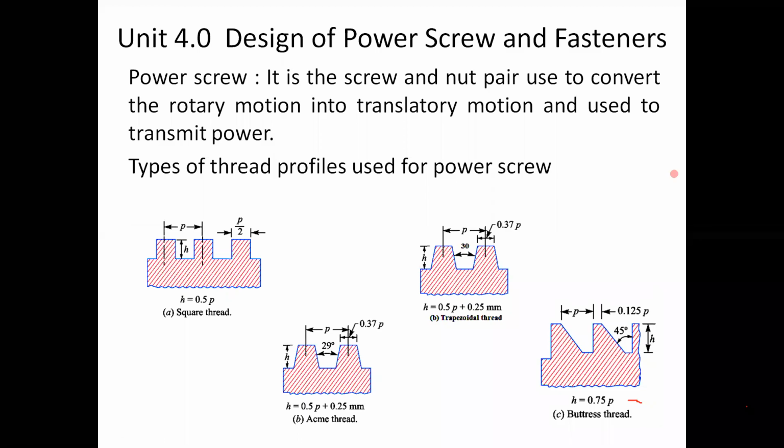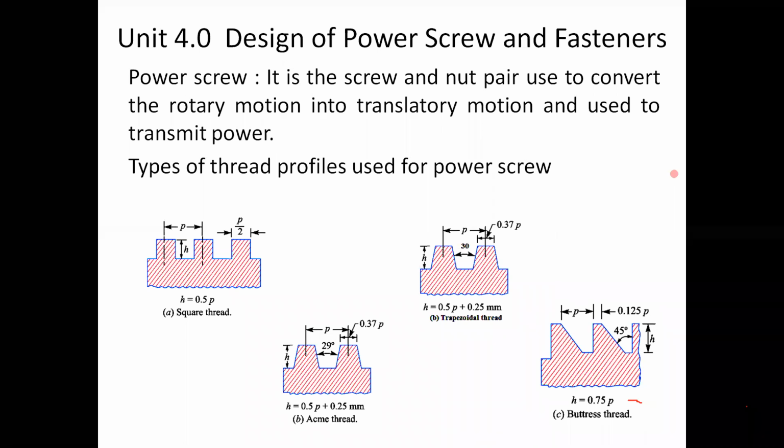Today, in Unit 4, Design of Power Screw and Fastener, we'll see first what a power screw is. It is the screw and nut pair. In our theory of motion we already know screw and nut is a pair. It is used to convert rotary motion into translatory motion. Here, nut and screw is not used for fastening, but to transmit power. So that is the difference. That's why it is called power screw.